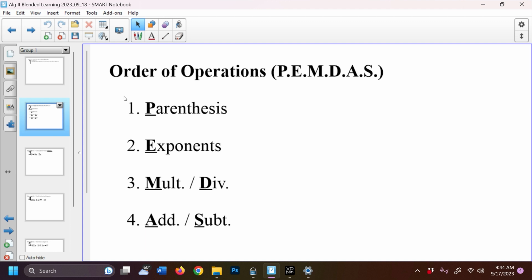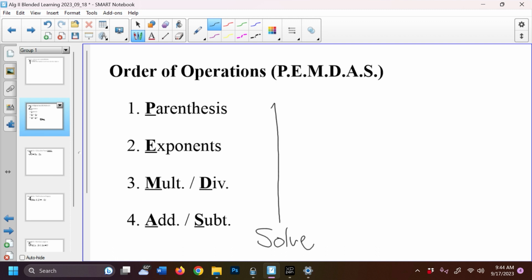Now, when you're evaluating, you work down, but when we are solving, and that is what we are doing today, you undo from the bottom up. So when we're solving, we're going to want to undo adding and subtracting first. Then we're going to want to undo multiplication and division, exponents, and then parentheses. So I have three quick examples here.